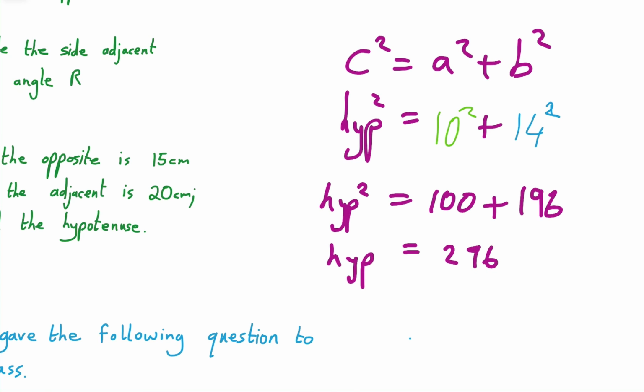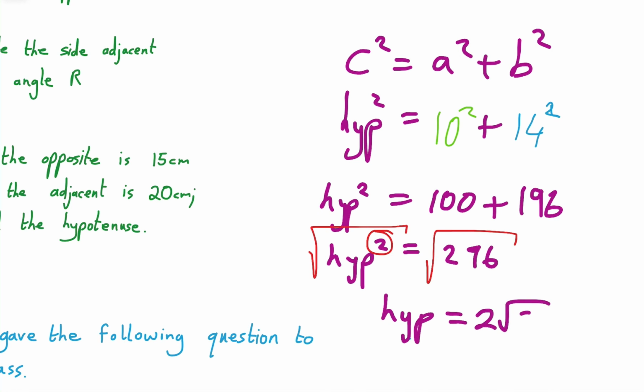And again, I don't want to know what the hypotenuse squared is. I'm not interested in this squaring bit. So I'm going to have to use a square root to cancel that. So what's the square root of 296? Square root of 296 is 2 root 74, which is the most accurate answer. So we could say the hypotenuse is equal to 2 root 74.